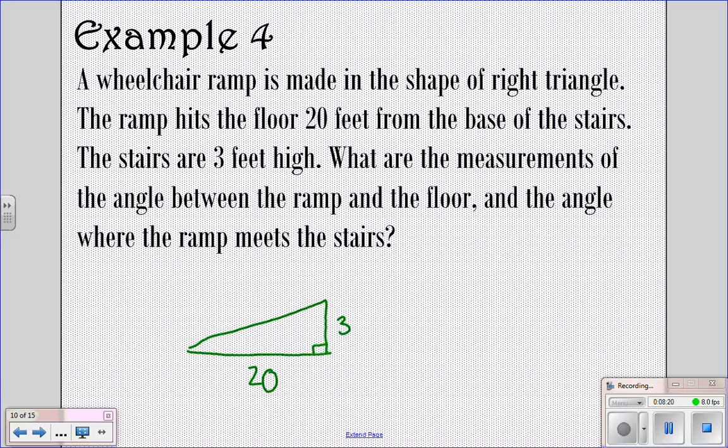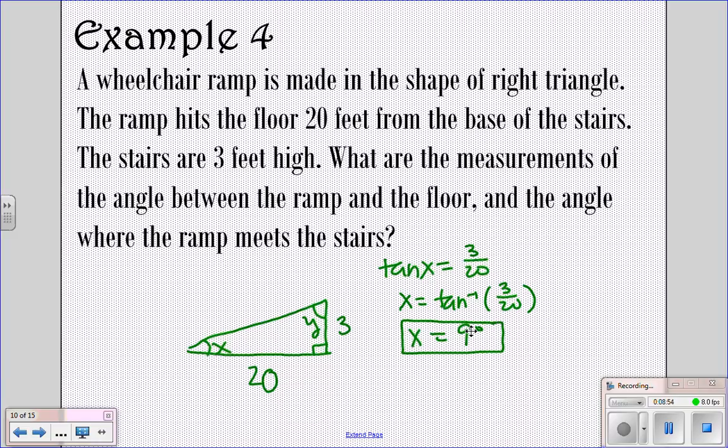So that's going to be here. I'll label as X. And it also asks the angle where the ramp meets the stair, which is that angle, which is Y. Okay, so on these we don't have the hypotenuse, so we're going to have to use tangent. So tangent of X is going to be 3 over 20. And so X, if you do tangent inverse of 3 over 20, your X value, rounded to the nearest whole number, is going to be 9 degrees.